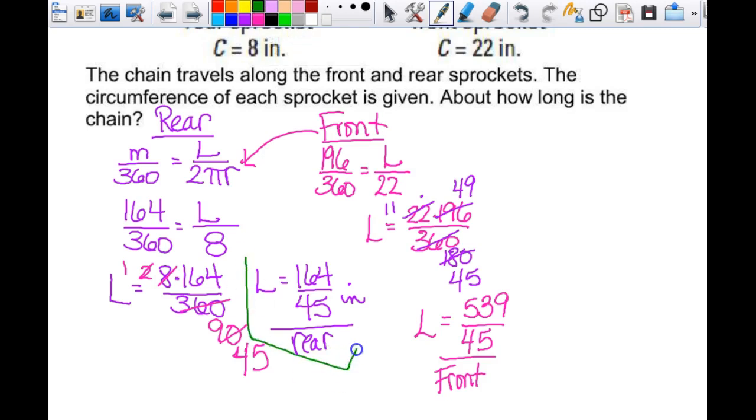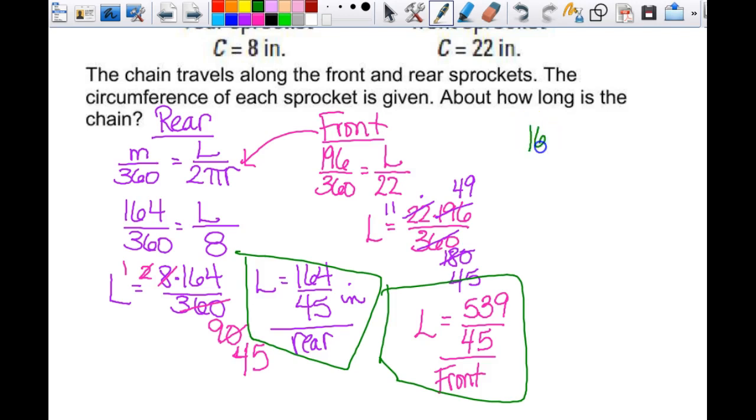So these are things that I needed, these arc lengths here. And then what I'm looking for is the actual length of the chain. So what do I need to do now? Add them, right? So I'm going to take the two arc lengths, so this 164 over 45 plus the 539 over 45 plus what? 16 plus 16.